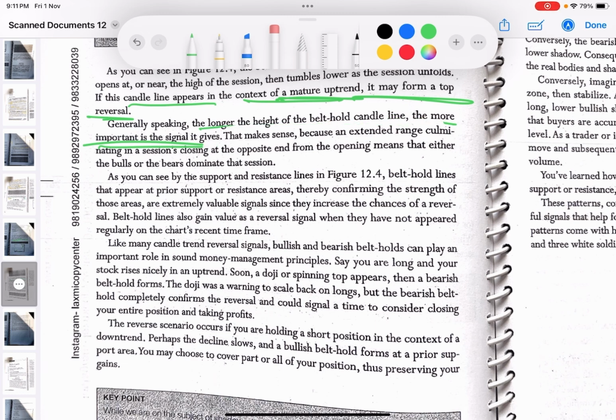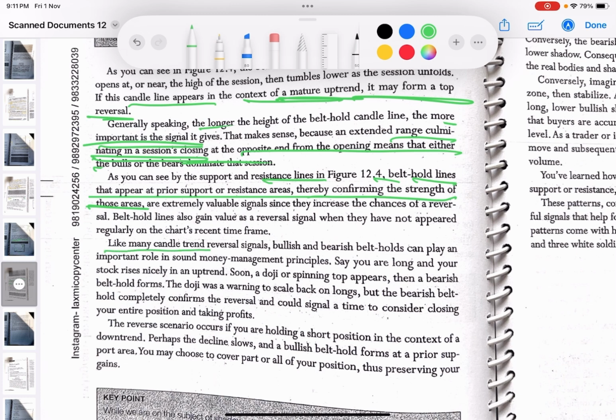That makes sense because an extended range culminating in the session's close means that either bulls or bears dominated the session. In order to identify which of them are dominating, you need a very clear and very big sign, right? So you need a big body in order to give you a stronger signal. As you can see by the support and resistance lines in the figure, belt hold lines appear at prior support or resistance, thereby confirming the strength of those areas. So you need to make sure that they are appearing at some strong level.